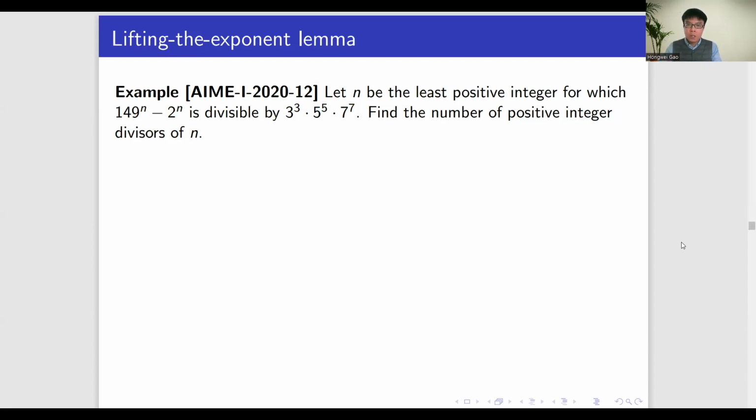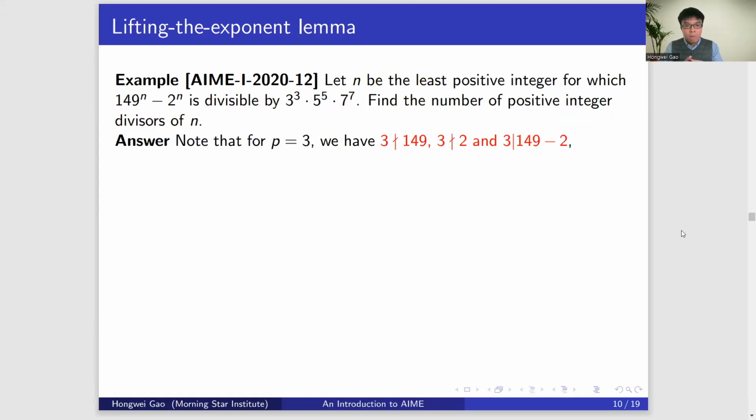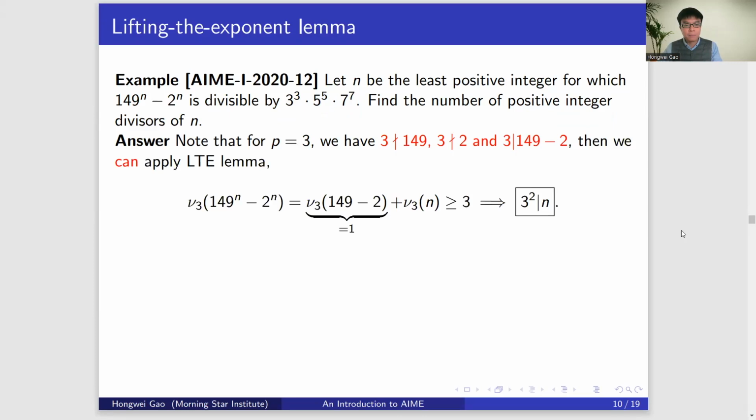Let's discuss the prime numbers here. They are 3, 5, and 7. We start from 3. If p is 3, we can check that 149 is not divisible by 3, and 2 is not divisible by 3. But their difference, 149 minus 2, is divisible by 3. So we can apply the lifting the exponent lemma.